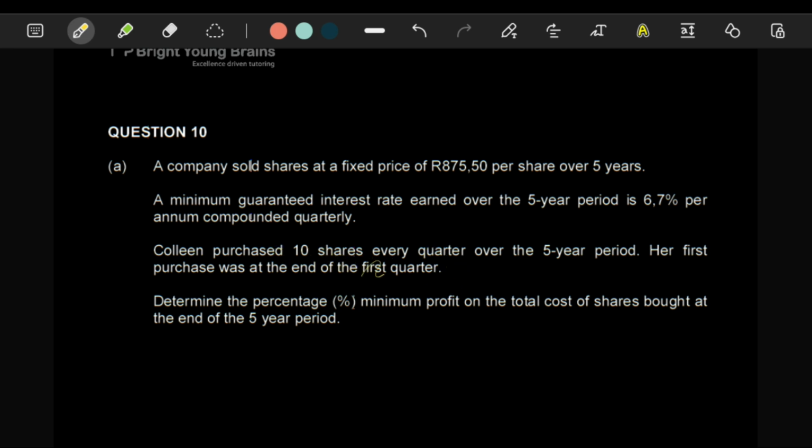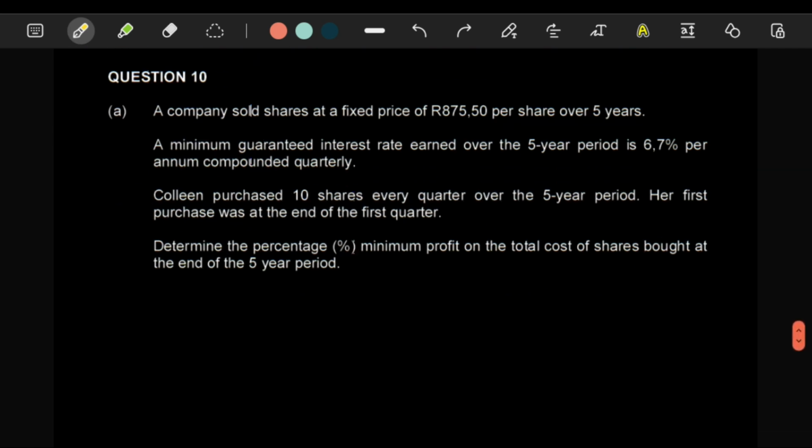Colleen purchased 10 shares every quarter over the 5-year period. Wow. And then it says here her first purchase was at the end of the first quarter. Determine the percentage minimum profit on the total cost of shares bought at the end of the 5-year period.